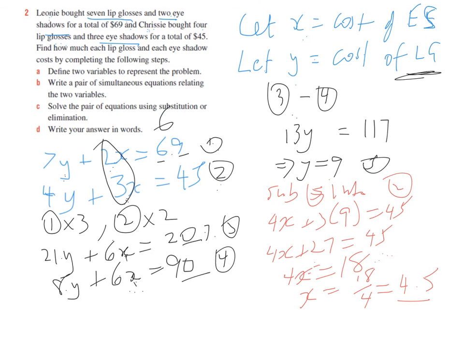So in words, I'm not going to write it because I've run out of space and it's very messy. So in words, we would say lip gloss costs $9 and eyeshadow costs $4.50. It's really important that you would specify that. You can't just leave it at that. You don't get a mark otherwise because we're dealing with a real world thing, but that's what you'd have to do.